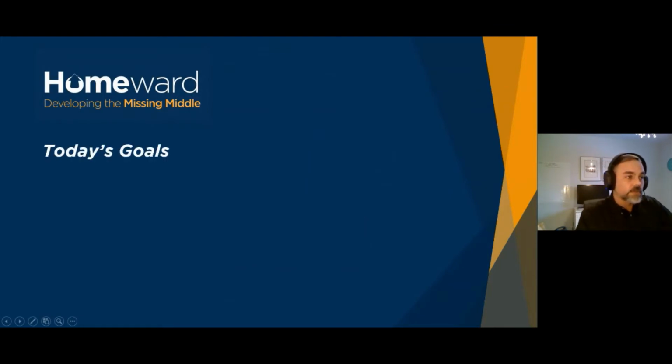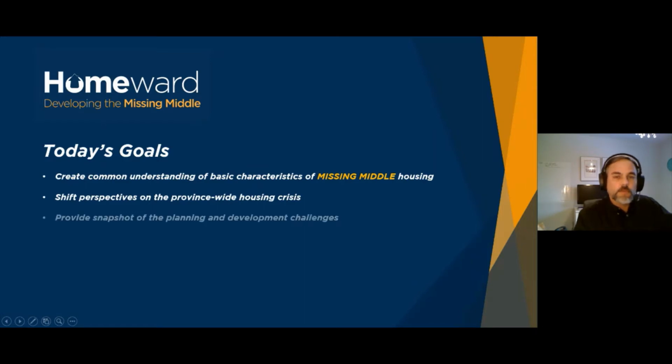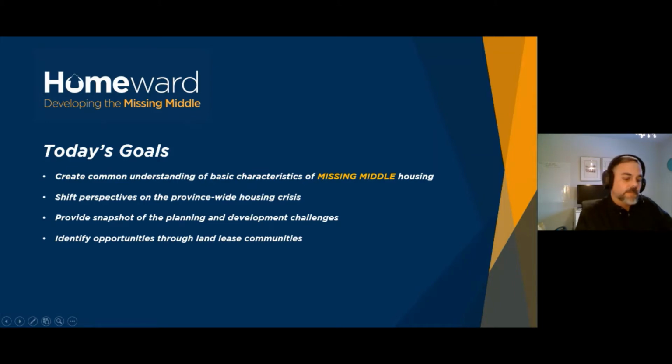And so today's goals, building on that work, is again to create a common understanding of the basic characteristics of missing middle housing and why that's important, shifting perspectives on this province-wide housing crisis, and then providing a snapshot of some of the planning and development challenges that we all face in providing attainable housing for our communities, to identify opportunities through land lease communities to provide that attainable housing. And that is, again, particularly focused on the kinds of work I do with Parkbridge, but also related to anyone that would be working with land lease communities, be it private sector or nonprofit that you might find in a community land trust, for example.